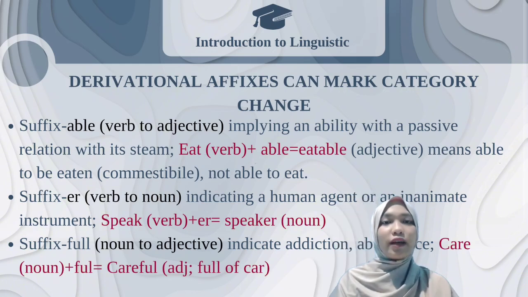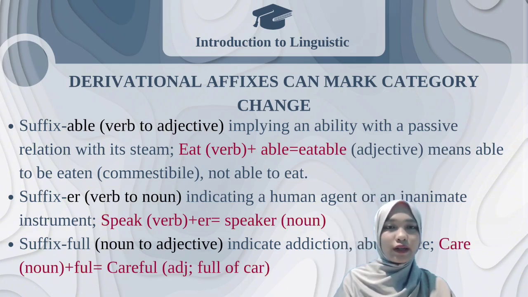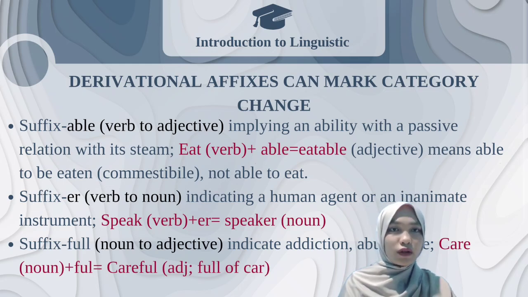The second one is suffix er, verb to noun, indicating a human agent or an inanimate instrument. For example, speak is a verb plus er and will be speaker, a noun. And third is suffix full, noun to adjective. Suffix full indicates addition and abundance. For example, care is a noun plus full and becomes careful, an adjective.